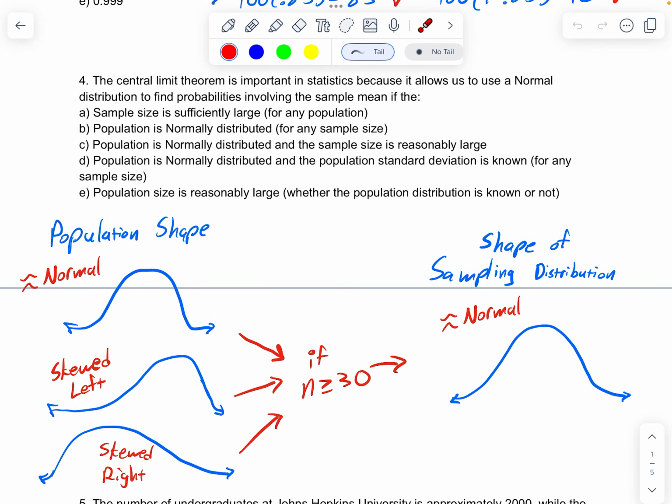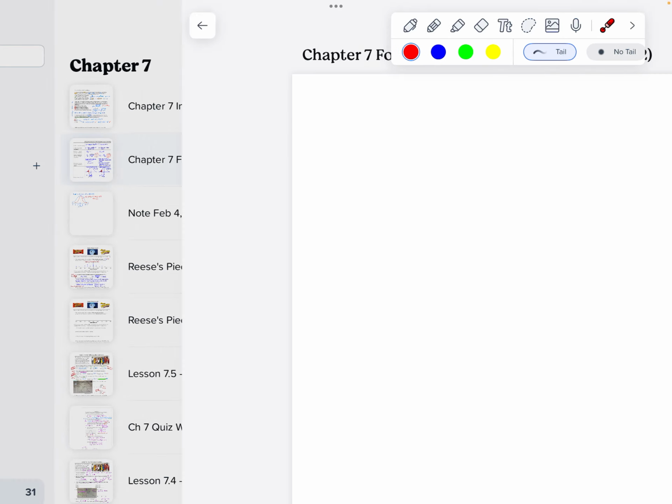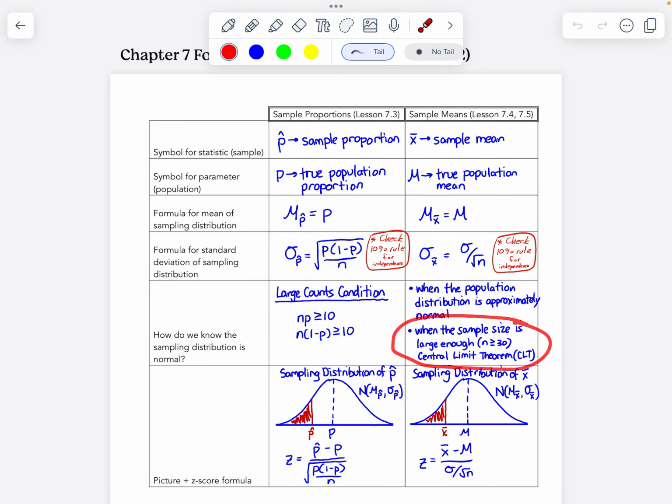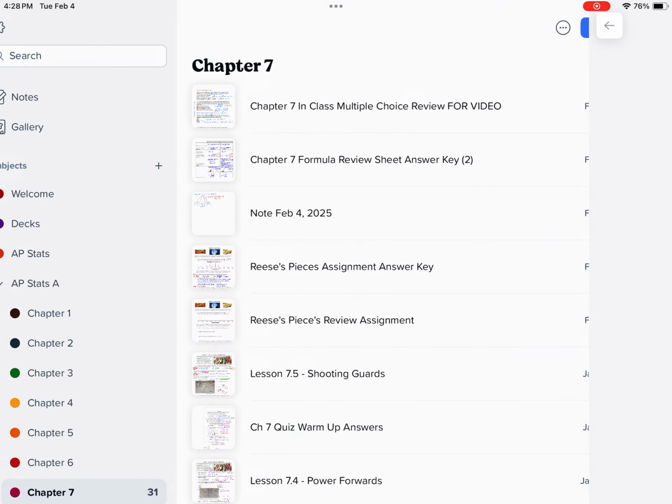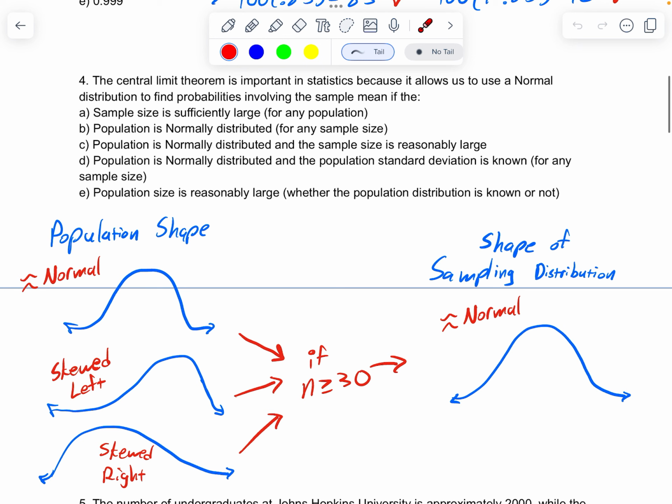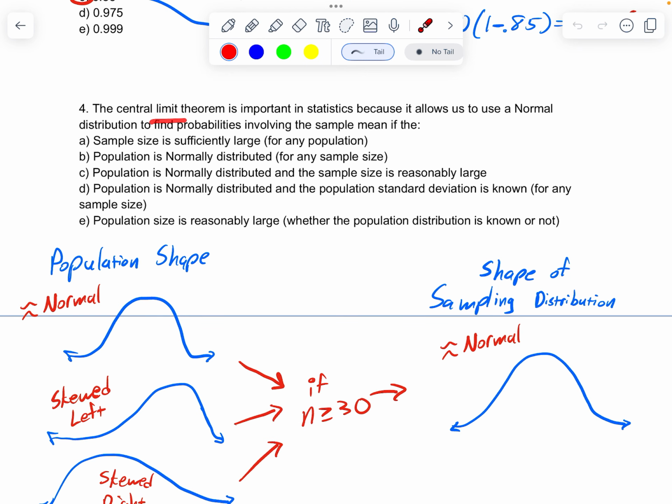4, the central limit theorem. Cheat sheet, right here. This is for a sample mean when you want to know if it's normal. And it simply says the sample size has to be at least 30. Okay? That's all it really says. So it says the CLT allows us to say it's normal, to use a normal distribution, if what? The answer is A. If your sample size is sufficiently large, sufficiently is the cutoff of 30.